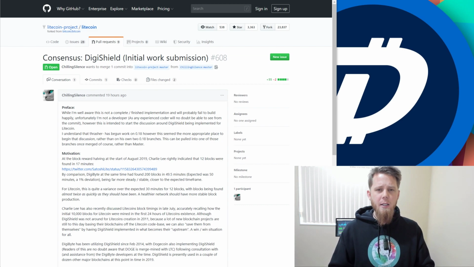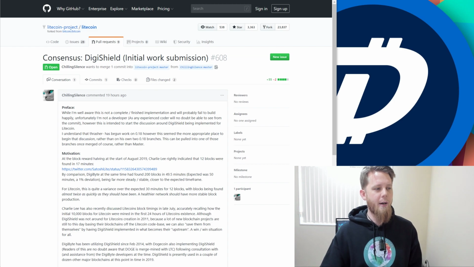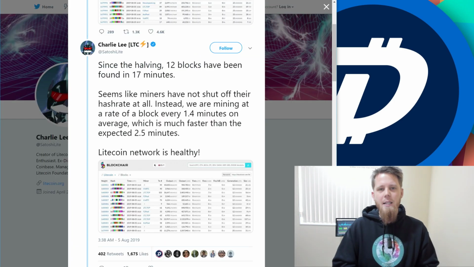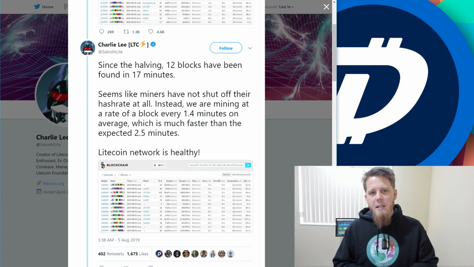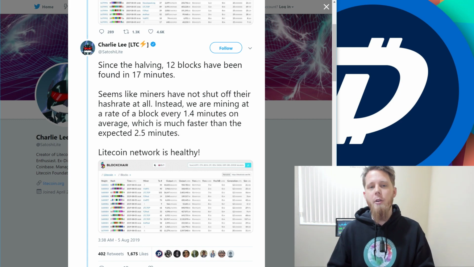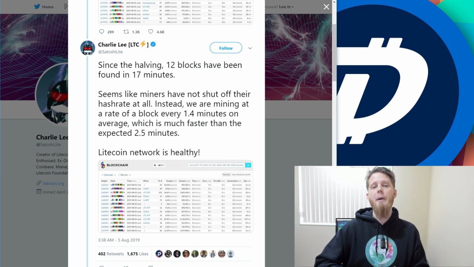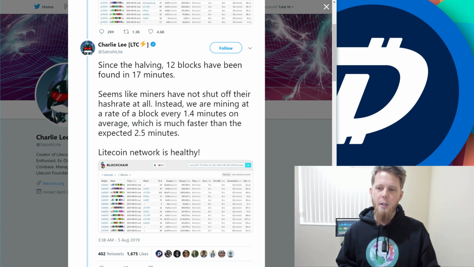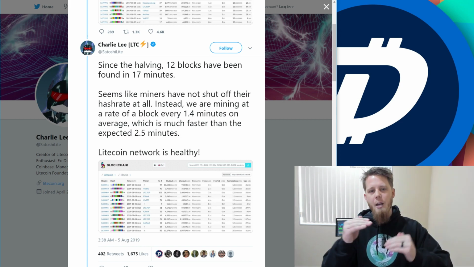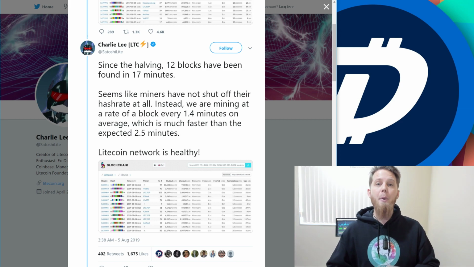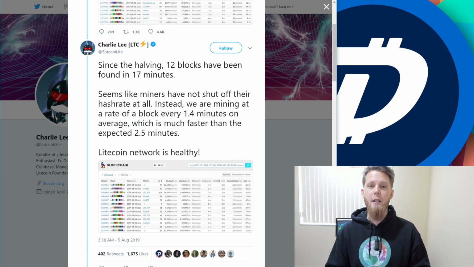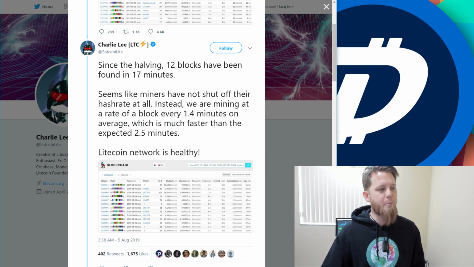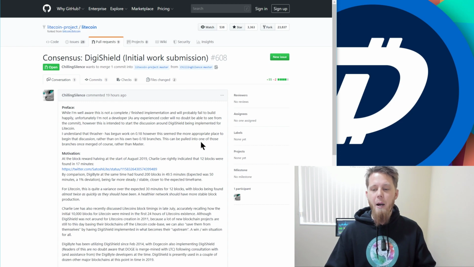Now, what I've basically done is this has been inspired by a tweet that Charlie Lee put out where he basically says, let me bring it up here. Since the halving, this was the block reward halving, 12 blocks were found over 17 minutes. Now, this is basically 50% of what it should have been at 2.5 minutes. So although the Litecoin hash rate was healthy, there were blocks being found faster than they should have been. And this is obviously going to impact it down the line when blocks are being found slower than they should be. So what DigiShield does is it stabilizes the block timings by adjusting the difficulty every single block in a real-time manner.